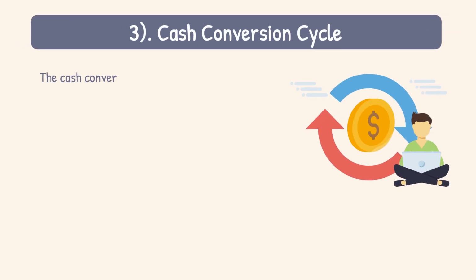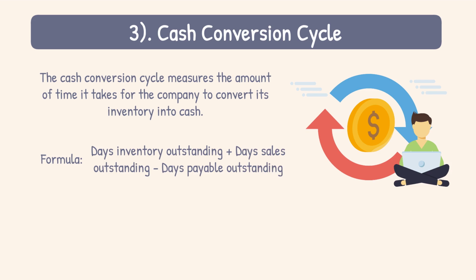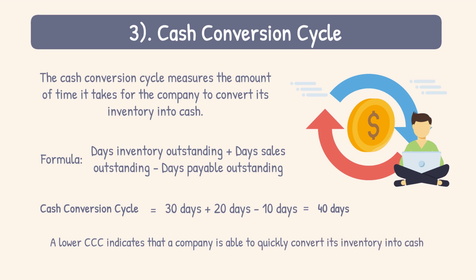Cash conversion cycle. This ratio measures the amount of time it takes for a company to convert its inventory into cash. For example, if George Burger Joint takes an average of 30 days to sell its inventory, 20 days to collect payments from customers, and 10 days to pay its suppliers, then the cash conversion cycle would be 40 days, 30 days plus 20 days minus 10 days. A lower cash conversion cycle indicates that a company is able to quickly convert its inventory into cash, which may indicate better efficiency in managing working capital.